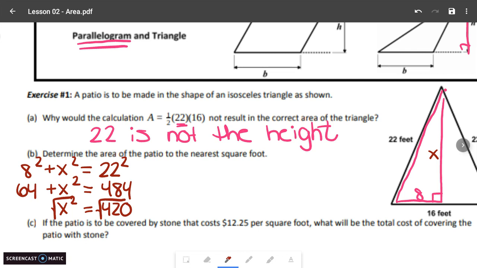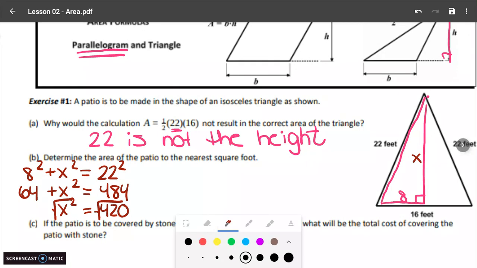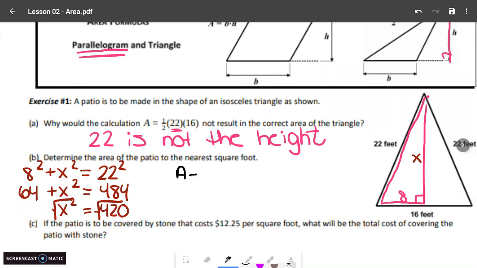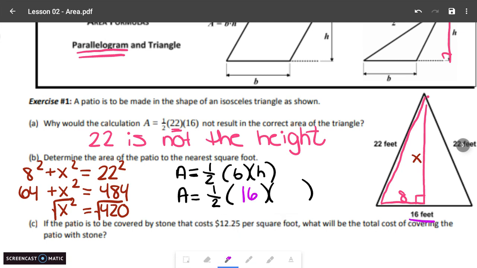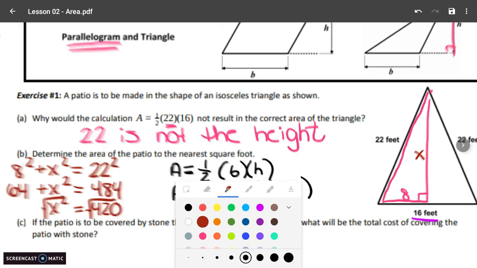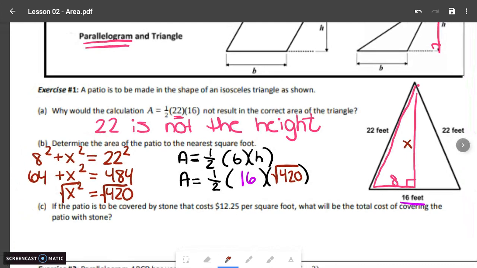Now, it does say the nearest square foot, but remember what I've talked about in our previous lesson, I just don't want to round too soon. So me personally, when I'm finding the area, since area equals 1/2 base times height, what I'm thinking I would do is I'm going to keep the base of the 16, and I'm going to just plug in the square root of 420 here just to make sure I don't make any silly mistakes of rounding too soon. I don't have to simplify or anything like that, but I'm just going to plug this all into my calculator like this now.